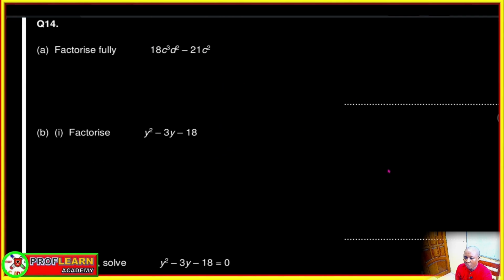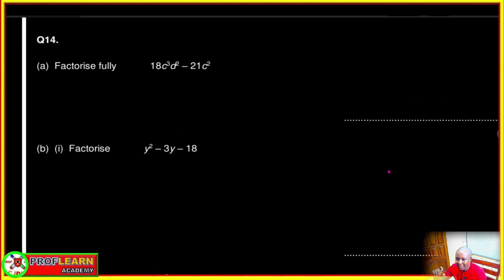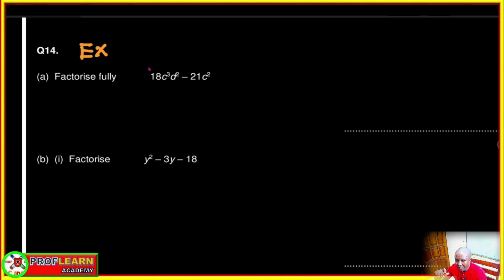Now, question 14, we have done factorization. We have done solving equations, quadratic equations. This is a question where I want you now to pause the video so that you can try to answer this question. This is an exercise you're going to do. And then in 2 minutes, you are going to check your answers. Pause the video so that you can answer that. Get your pen. Just work out those questions. Work A, B, and C.